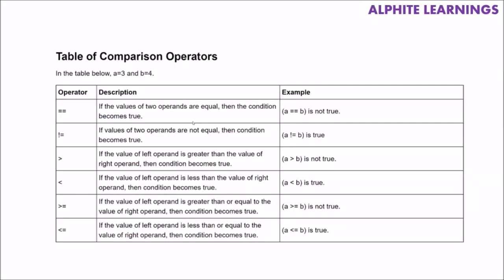So these are equal to, exclamation mark and equal to, which is equivalent to not equal to. Okay, so greater than, less than, and then greater than or equal to, less than or equal to. So this is what we call comparison operators.